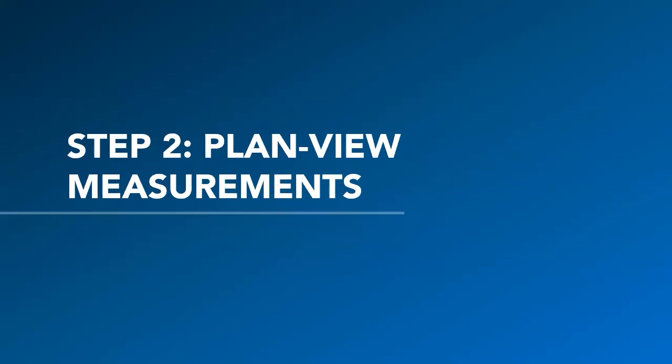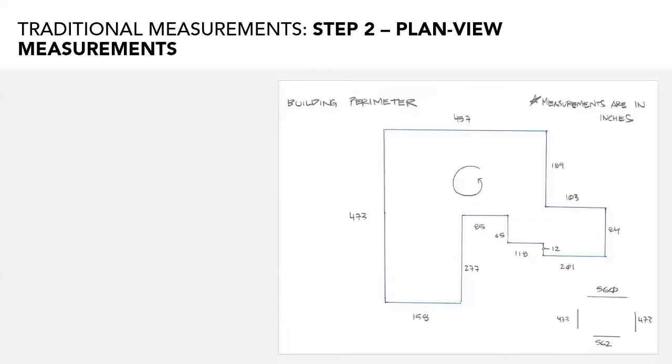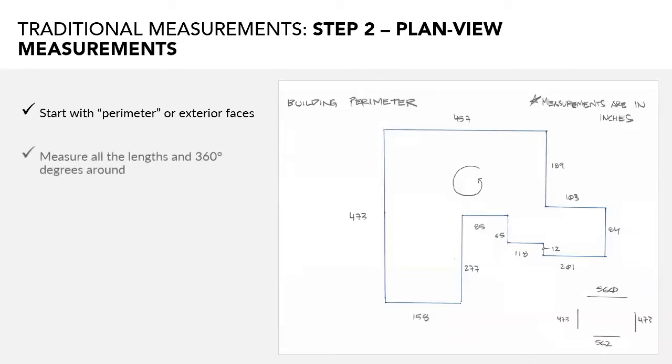So now it is time to add measurements to your sketch. An important step that many people I've noticed skip when measuring a structure is going around the exterior faces. Often a wall thickness at an exterior wall is taken as a single measurement and then simply going inside and taking all interior measurements from there. But we consider this step to be incredibly crucial. So start with that perimeter, measure all the lengths and go 360 degrees around.